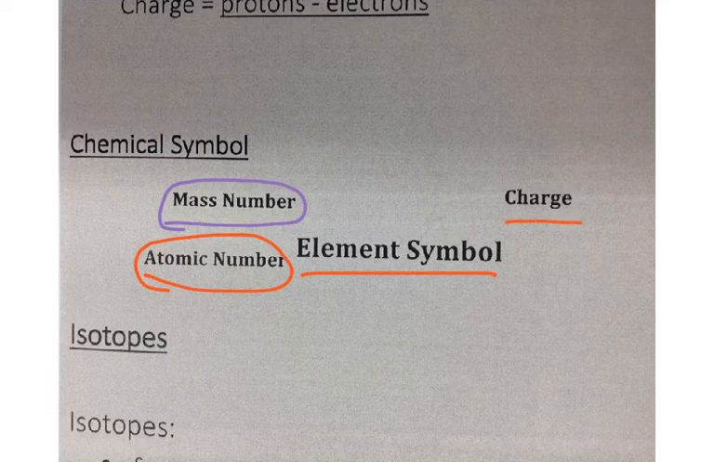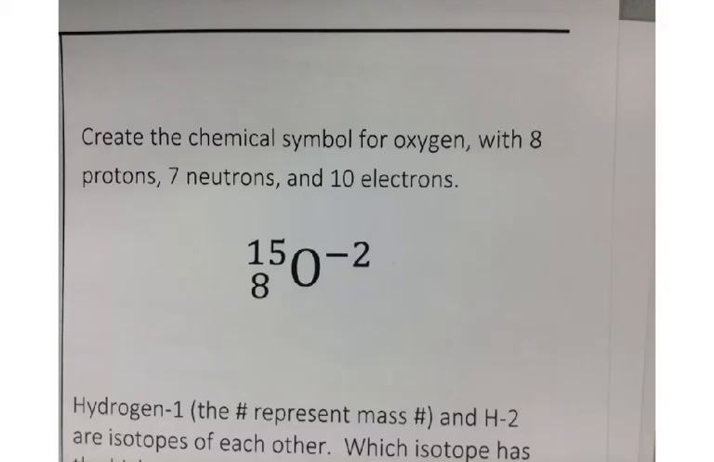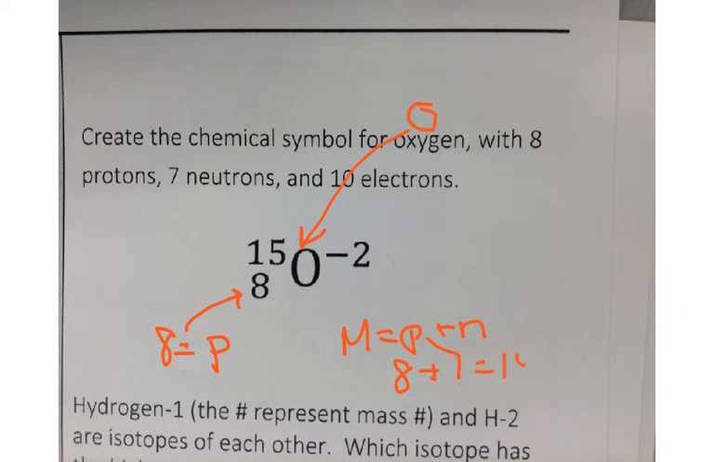So when I ask you to create the symbol for oxygen, oxygen's chemical symbol would be O, so that's why it goes there. It has 8 protons, so if it has 8 protons, that means its atomic number is 8. 7 neutrons doesn't specifically tell you anything other than I now can calculate my mass. Remember, my mass equals protons plus neutrons, so we have 8 plus 7, which makes it 15, and that's why you have a mass of 15 up here.